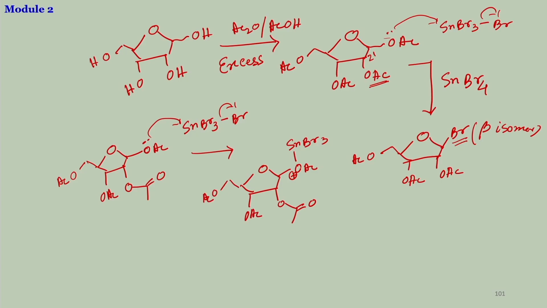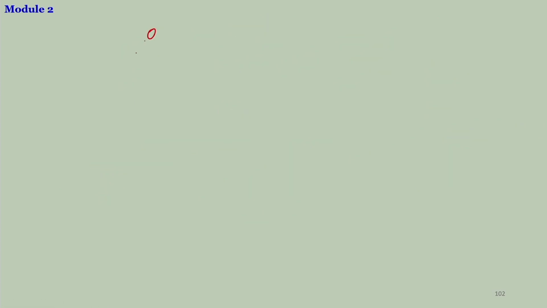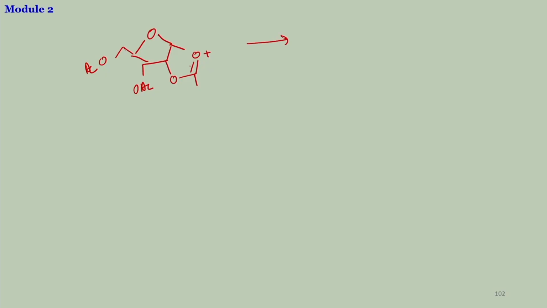Now, since you have a positive charge here, it is going to leave, and immediately the oxygen, the double-bonded oxygen of the acetate, is going to attack the C1' position, because you have a positive charge here which is leaving. That gives you an intermediate, which is this, with a positive charge and the OAc groups. So it is an intramolecular nucleophilic substitution reaction, because the acetate group of the same molecule is attacking as a nucleophile.